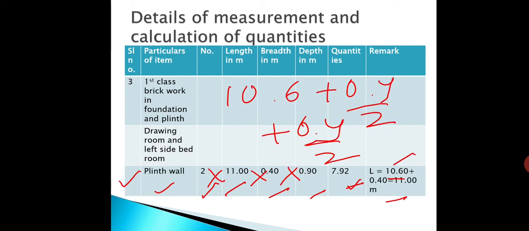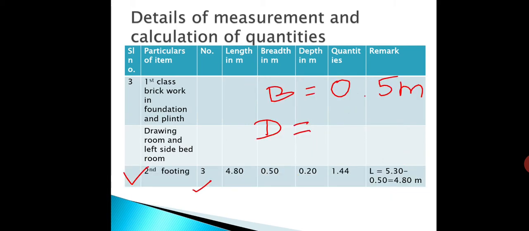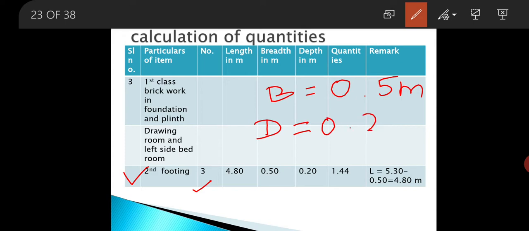Now go for the calculation. So second footing, depth is 0.2 meter. So length is equal to 5.3, the center to center length of the short wall. From that, subtract half of the width of the second footing from both sides. That means 1 width, that is 0.5. So the result is 4.8. Breadth is 0.5, depth is 0.2. Then by multiplying these 4, we will get the quantity as 1.44 cubic meter.